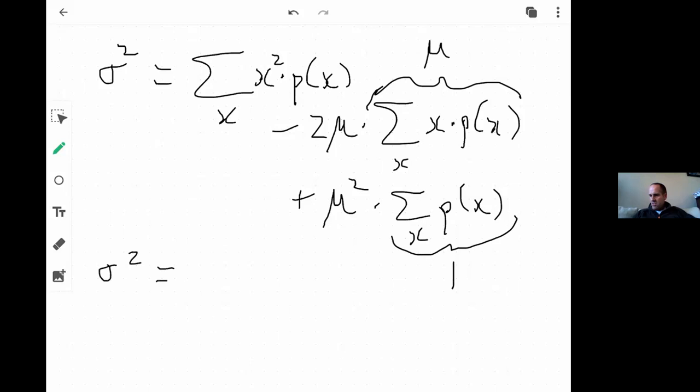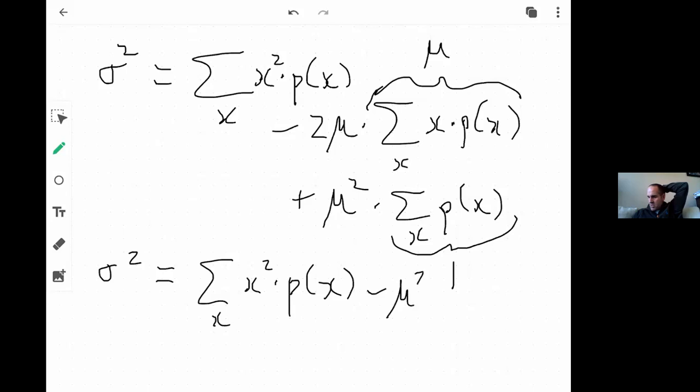We get that sigma squared is equal to the sum over x of x squared times p of x, minus 2 mu squared plus mu squared. Minus 2 mu squareds plus a mu squared is minus a mu squared overall. And what's this? Well, that's the expected value of not x, because the x is now squared. It's the expected value of x squared. It's the expected value of the square of the random variable instead.